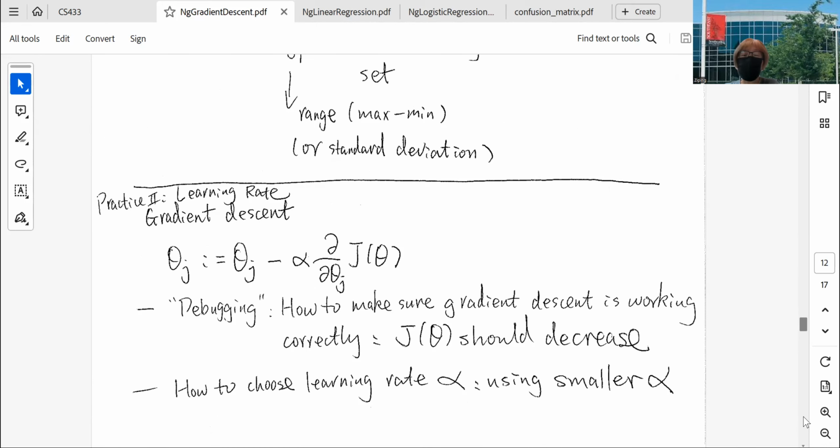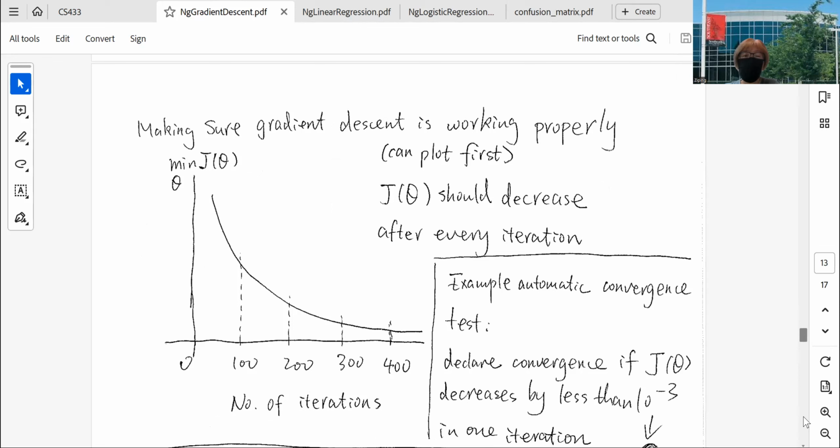Feature scaling, we discussed; learning rate, we discussed; and also generally speaking, your cost function, when you do the iteration, the training, the cost should be decreasing. Okay, and approaching 0. Otherwise, that means the training is not on track.